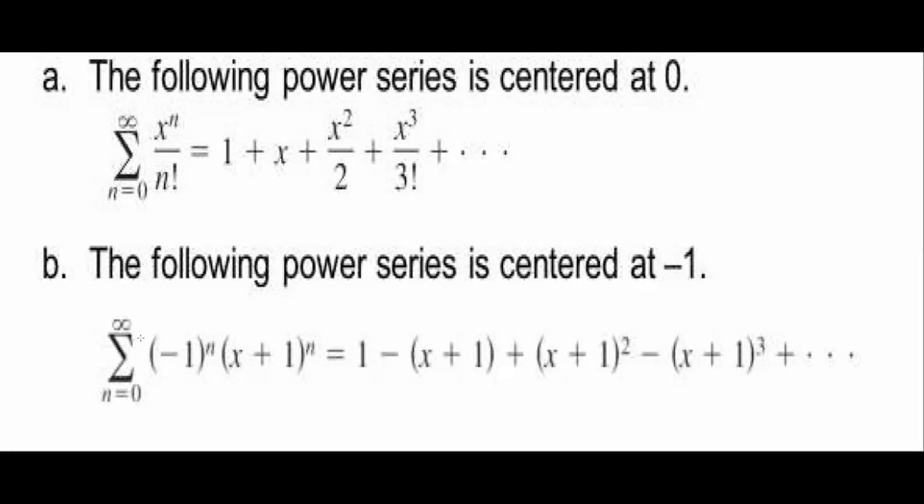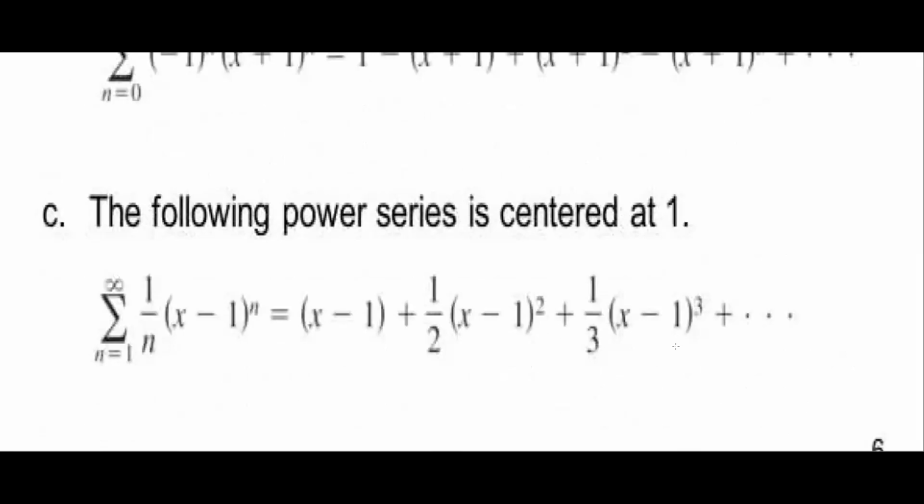Okay, so if we expand this summation, suppose we start with n equal to 0. If we put n equal to 0, that will give you 1. The next term, we put n equal to 1. We will get minus 1 to the power 1, that is -1, into x plus 1 whole to the power 1, that is x plus 1. So ultimately minus x plus 1. And following this rule, we will get the series as it is written here: x plus 1 whole square minus x plus 1 whole cube, and so on. So this is an example of a power series centered at -1.